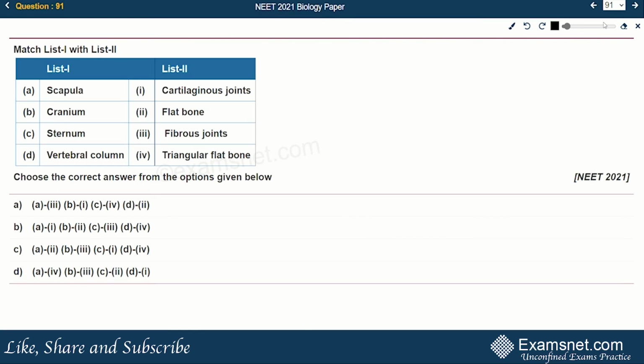Now come to question 91. It is from the chapter Locomotion and Movement, class 11. And here we have to match list 1 with the correct option in list 2. So the first one is scapula. What do you mean by scapula? It is also known as shoulder blade. That means it is located somewhere near the shoulder, right? And it is a triangular flat bone of the pectoral girdle. So I am drawing a rough diagram of your rib cage here. Your rib cage is something like this.